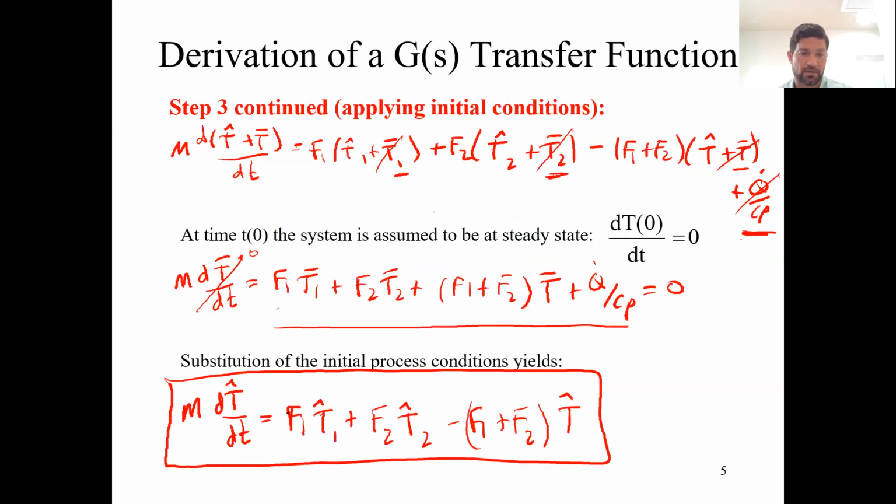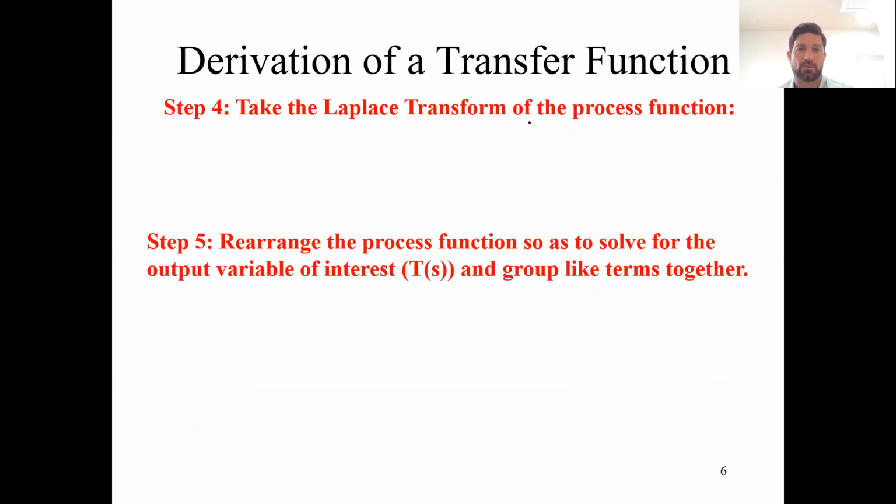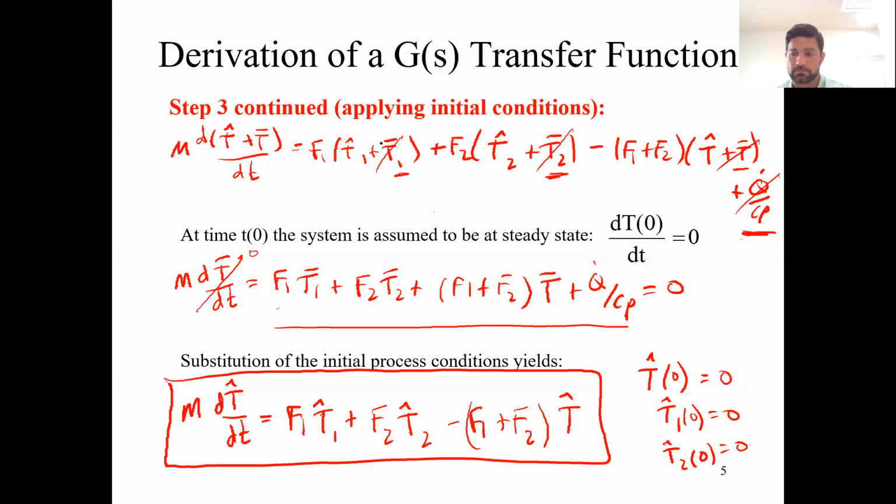Okay, so now we go ahead and take the Laplace transform. Also, I want to note, because this is in terms of deviation variables, that means T hat at 0 equals 0, T1 hat of 0 equals 0, and T2 hat of 0 equals 0. Because it's in deviation variables, all the initial conditions are 0. So we take the Laplace transform.